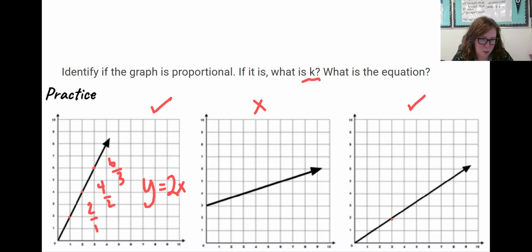Okay, let's look for nice points. Here's a nice point, where the line crosses the grid of the coordinate plane. Okay, so that'd be 2 over 3. This would be 4 over 6, which does simplify to 2 over 3. So our equation would be y equals 2 over 3x.